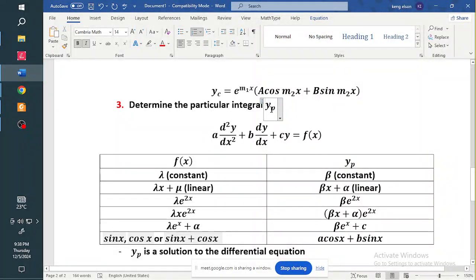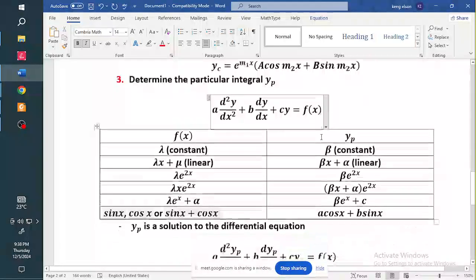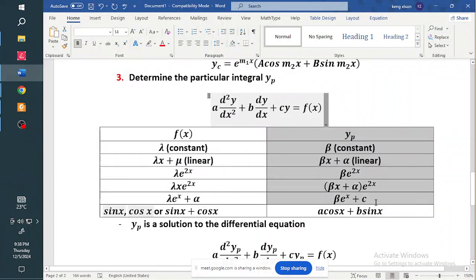Okay, so I was saying that, how do we determine yp? yp is a particular integral, and to determine it, we must look at our f of x. From the beginning, we're not concerned with f of x. So when determining yp, we now have to take into consideration what f of x is. Now, these are the various forms that f of x can take, and these are the various yp's that we can have. So if your f of x is a constant, your yp must also be a constant, not the same constant, a different constant. You will need to find that constant, and I'll show you how to find it.